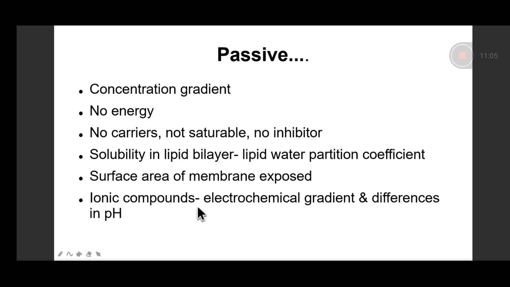The passive transfer of ionic compounds would depend upon the electrochemical gradient and differences in the pH. We'll just talk about ionic compounds and the effect of differences in pH. So passive movement of drugs is very simple. Most important, no energy is needed. It is not saturable and there are no inhibitors. So no drugs can actually inhibit passive movement of drugs.